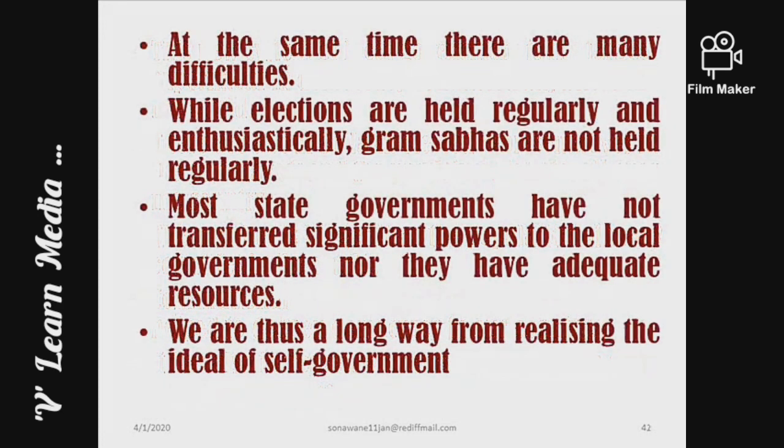At the same time, there are many difficulties. While elections are held regularly and enthusiastically, Gram Sabhas are not held regularly. Most state governments have not transferred significant powers to the local governments, nor do they have adequate resources. We are thus a long way from realizing the ideal of self-government.